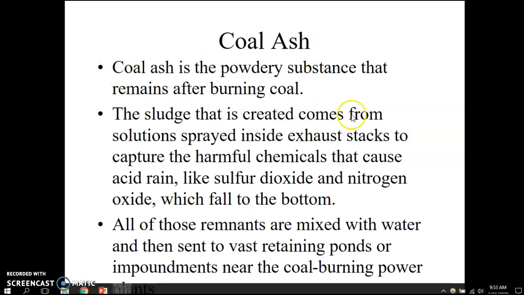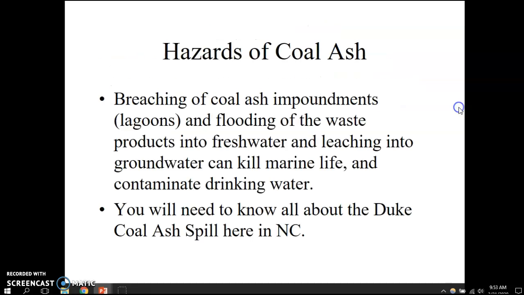So what can you do with coal ash? Okay, I don't know what's going on here. Let's see.